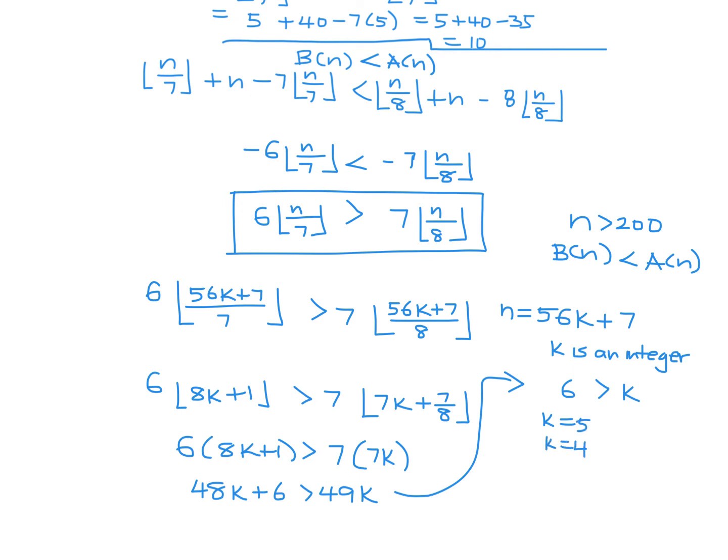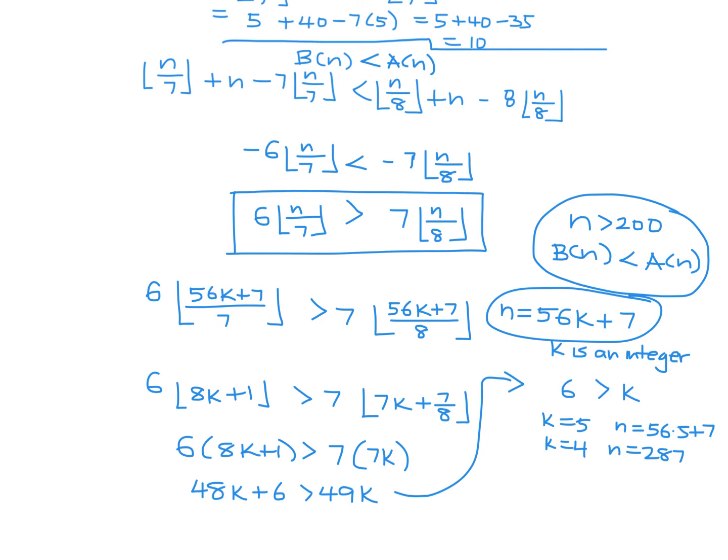When k equals 5, that means n, which is right up here, is equal to 56 times 5 plus 7, and that's 287. And that is indeed a value of n greater than 200, for which b of n is less than a of n. When k is 4, we have n is equal to 56 times 4 plus 7, and that is 231. So there's another one. There's another value of n, and so on.